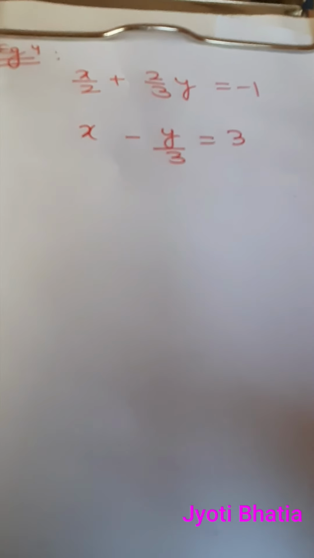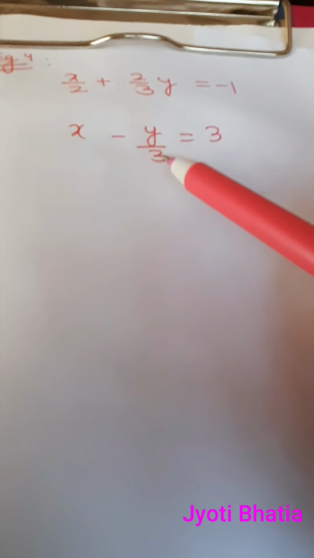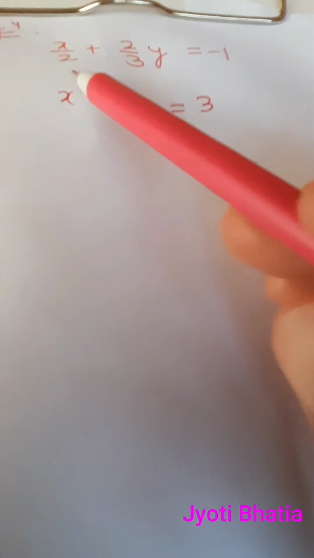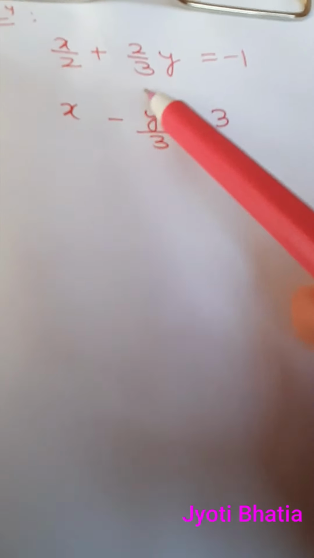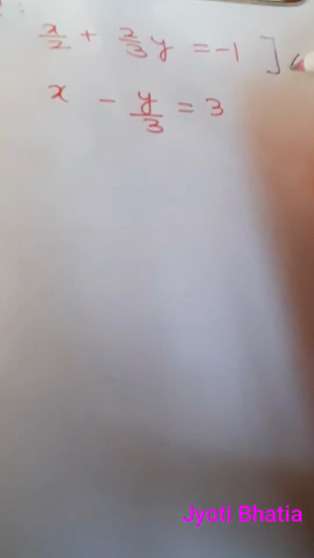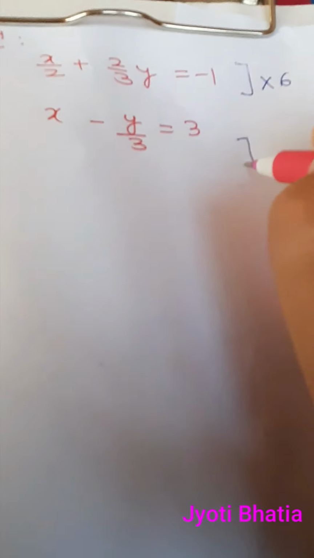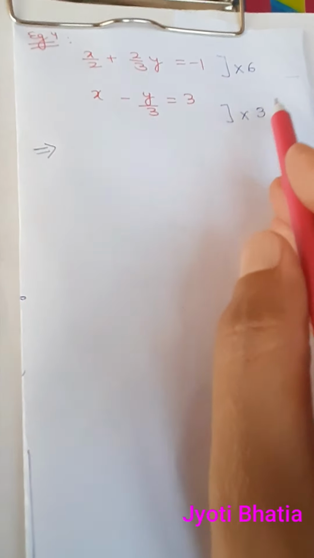Let us take example 4. Now here you can see we have fractions. So first of all we would like to get rid of the denominator. In the first case it is 2 into 3. LCM of 2 and 3 is 6. So I shall multiply this by 6. Here we only have 3 in the denominator, so multiply by 3. So we get the pair of equations as x by 2 into 6.